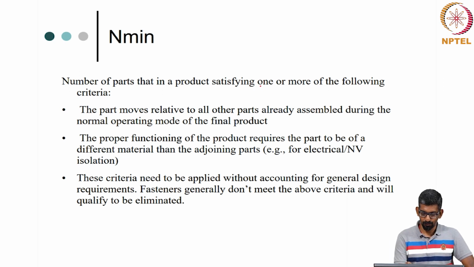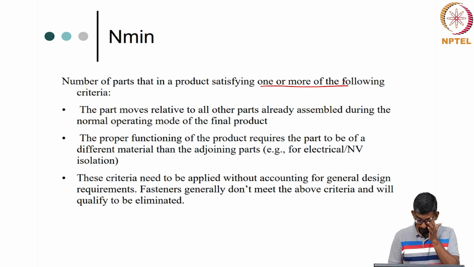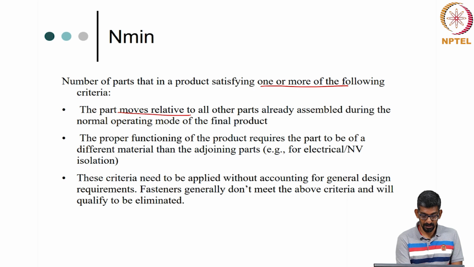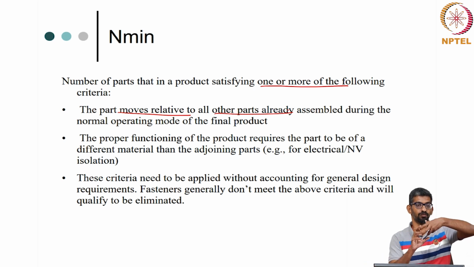It says satisfying one or more of the following criteria. Okay. So, the first one is, the part moves relative to all other parts that are already assembled. Then it needs to be a separate part, correct? If a part is going to move relative to another part, then I cannot merge it.